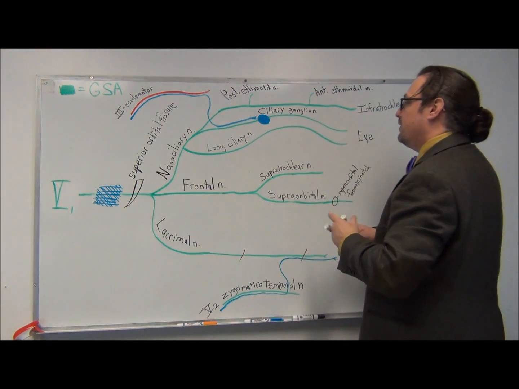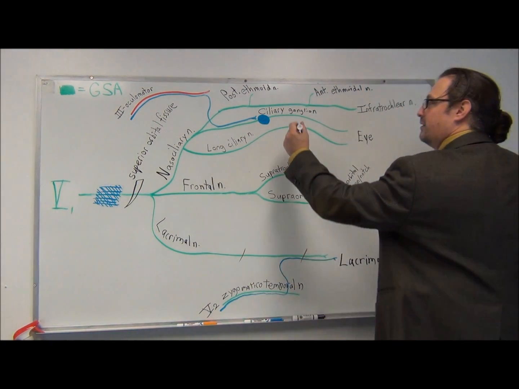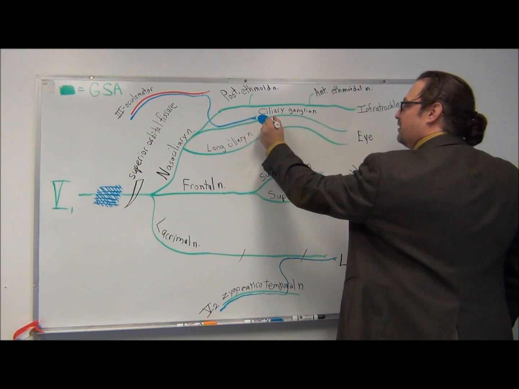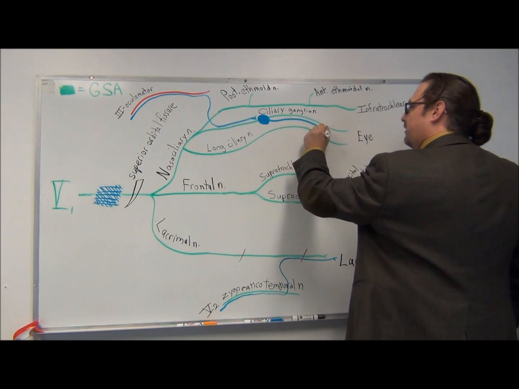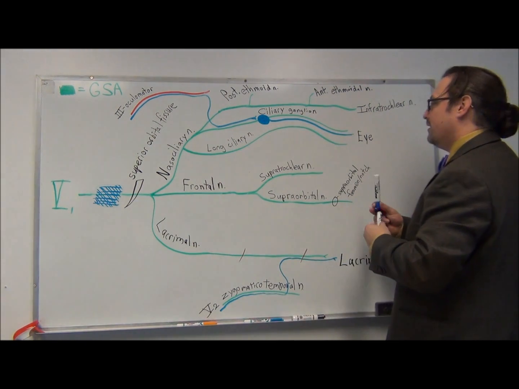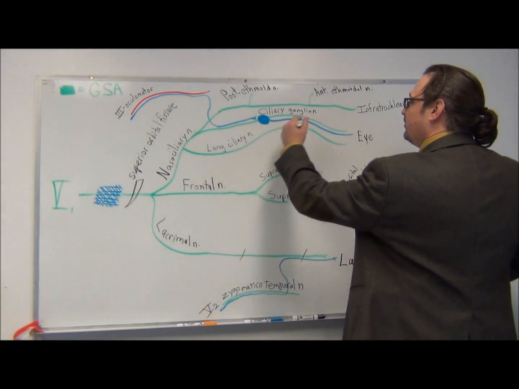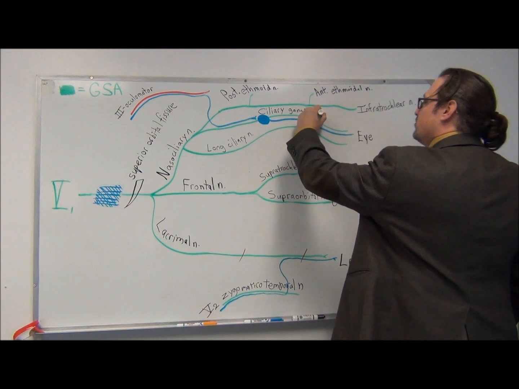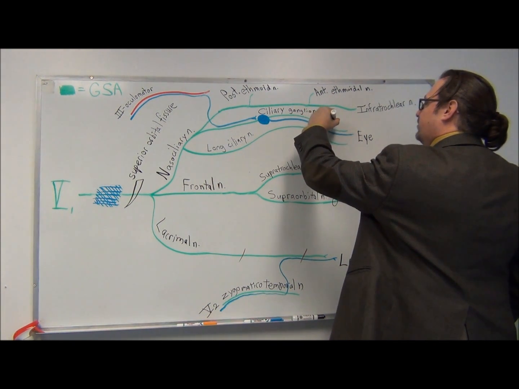And thereafter, postsynaptic parasympathetics go to the eye by following these additional branches of the nasociliary. And these guys are now known as short ciliaries that are coming from the ciliary ganglion.